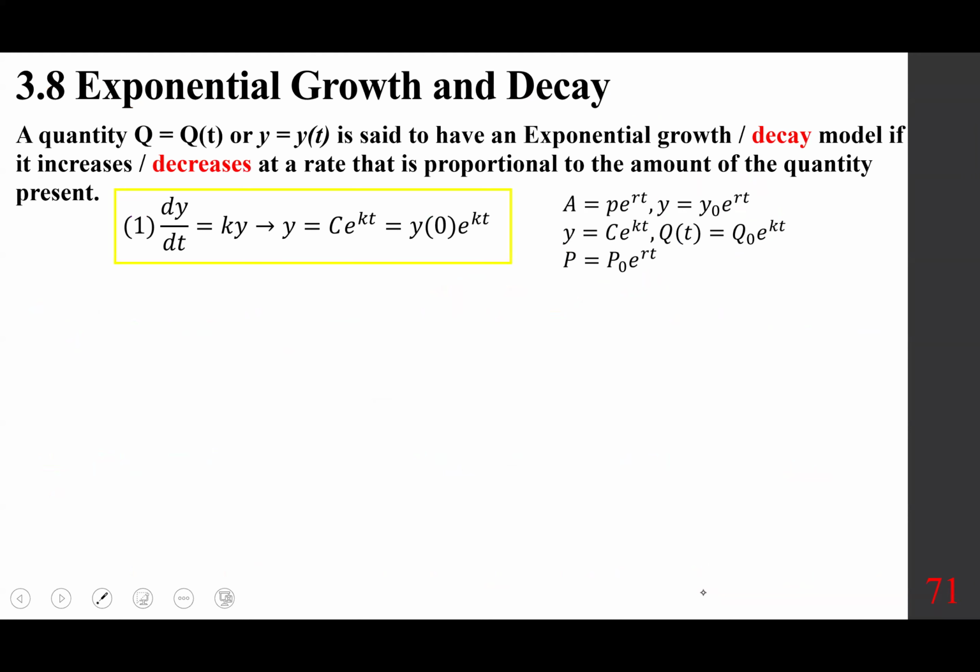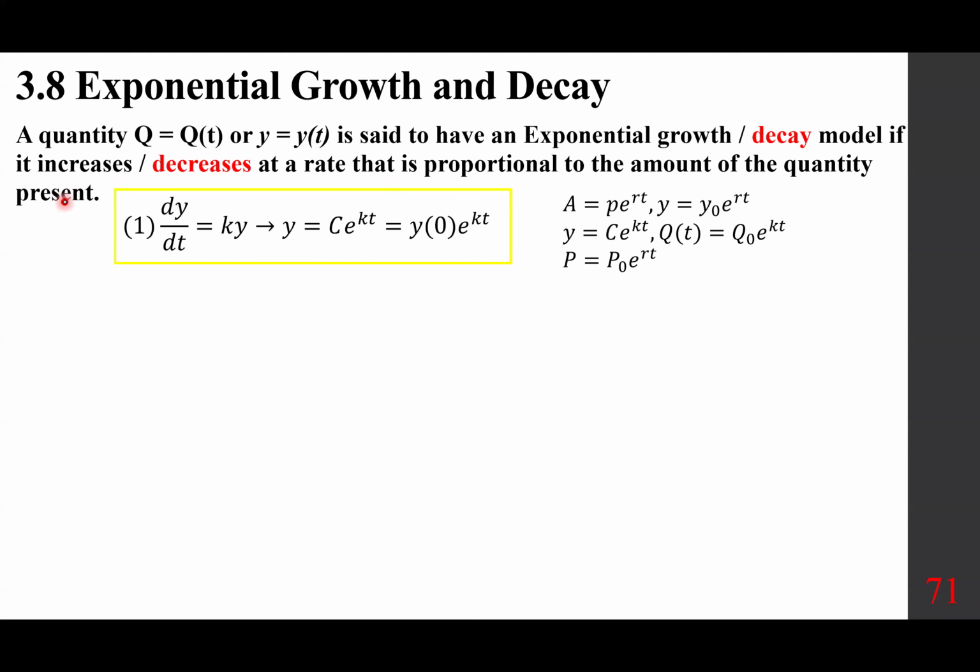We're going to continue with more application, 3.8 exponential growth. What I'm going over first, you are mostly familiar with the part that pertains to pre-calculus, college algebra, intermediate algebra. A quantity Q or Q of t, or y of t, depending on the topic, you use different variables, is said to have an exponential growth or decay model if it increases or decreases at a rate that is proportional to the amount of the quantity present.